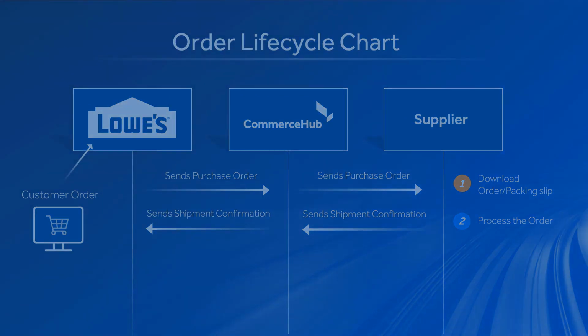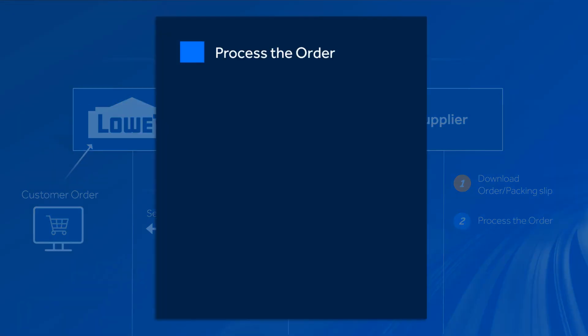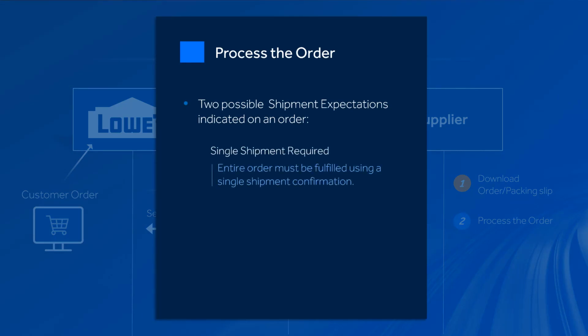Here are some things to remember. Lowe's will sometimes require that the entire order be shipped at the same time, using a single shipment confirmation, and other times allow you to fulfill the lines of an order individually if necessary, using multiple shipment confirmations. Look for this indicator on the order details page and the packing slip.